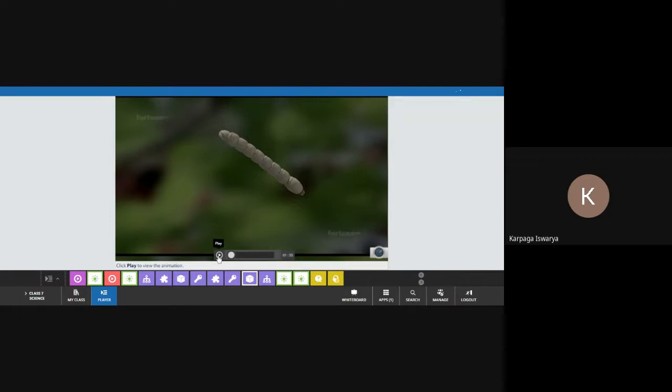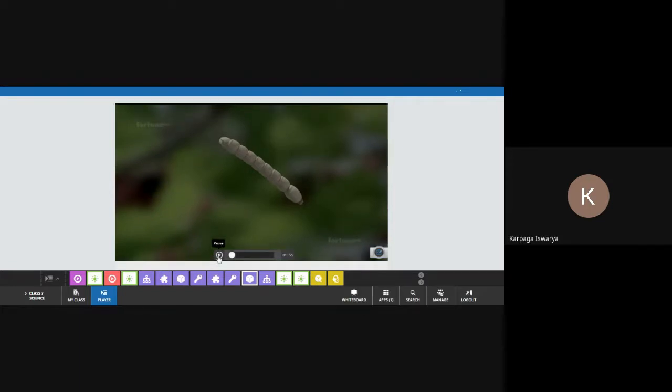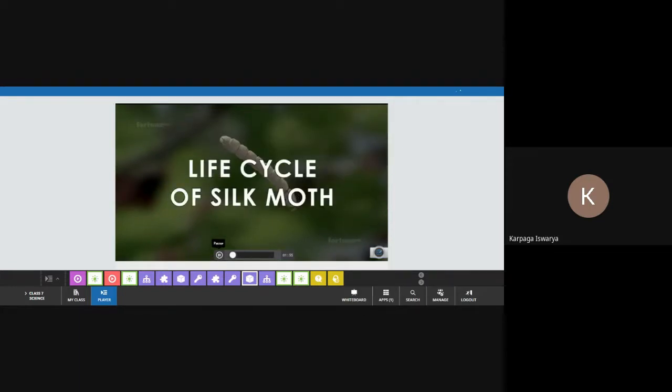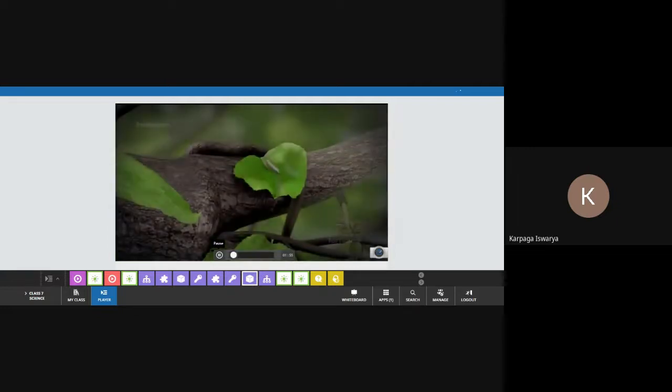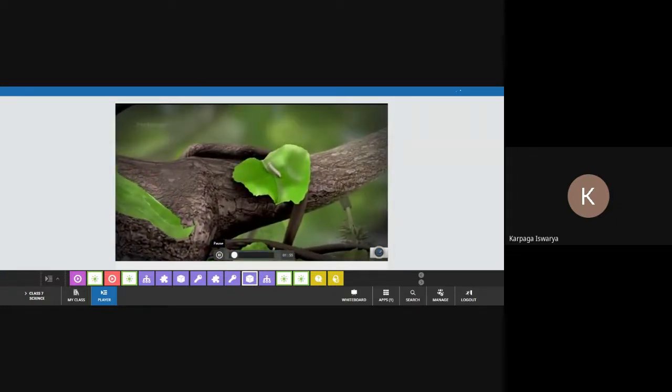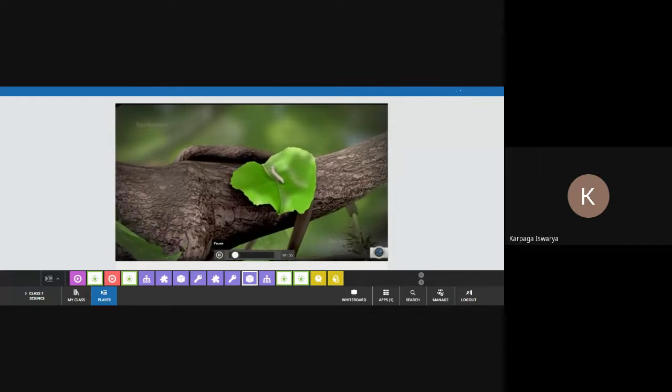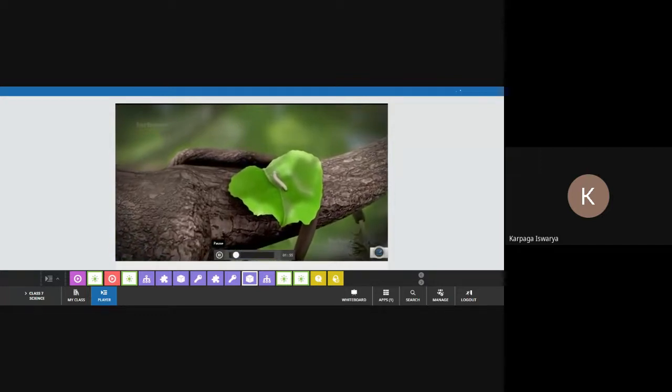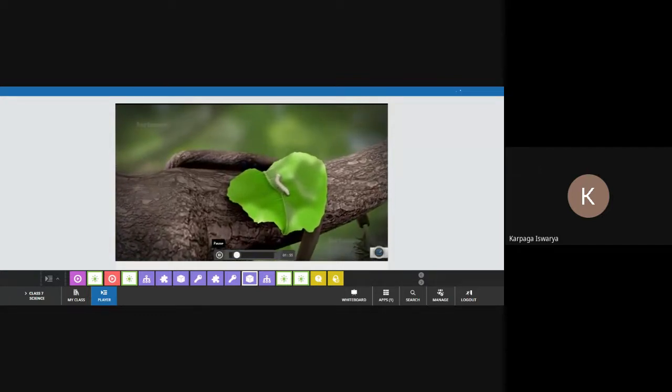Please watch this. This is going to be really a visual treat. Why? Because it is in 3D. Life cycle of a silk moth. Silk fabric is produced from fiber released by the silkworm. The silkworm is actually an insect known as a moth, which is similar to a small butterfly.